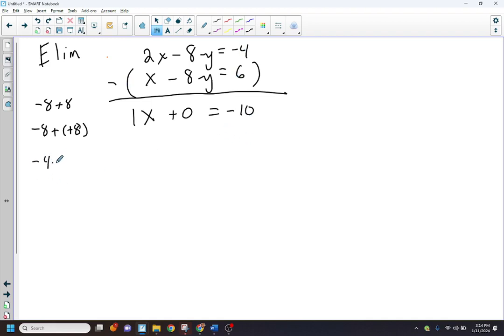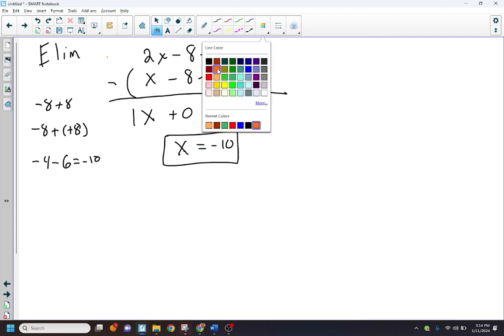Negative 4 minus 6 is negative 10. Okay, so 1x, 0 on both sides. So 0 is not really important. So x equals negative 10. In this case, it's a 1, so I don't need to draw it, which means x is all good. Well, we're not done yet.